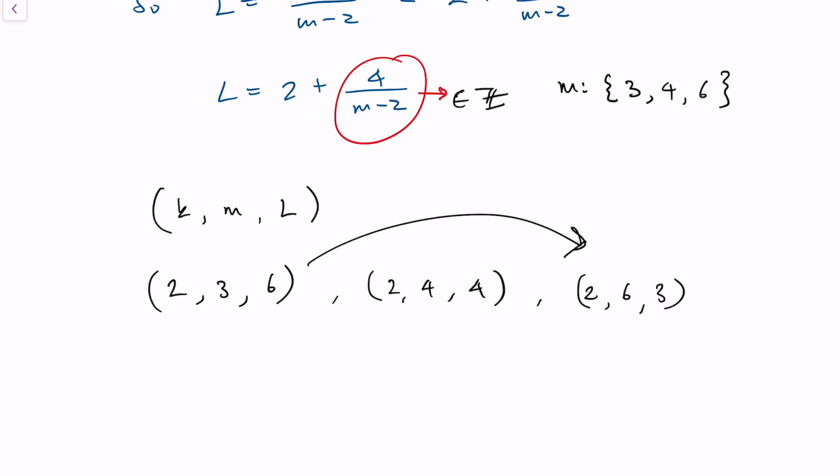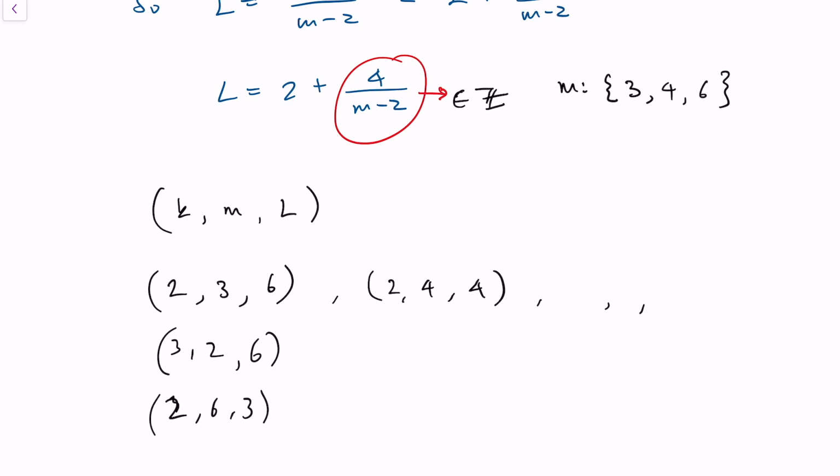But we know that, using the symmetry, permutations or rearrangements of every solution is a solution itself. In other words, we could have 3, 2, 6, or 2, 6, 3, and so on, just exploiting the symmetry, right? So I'm just going to leave that one out and these ones out for now.